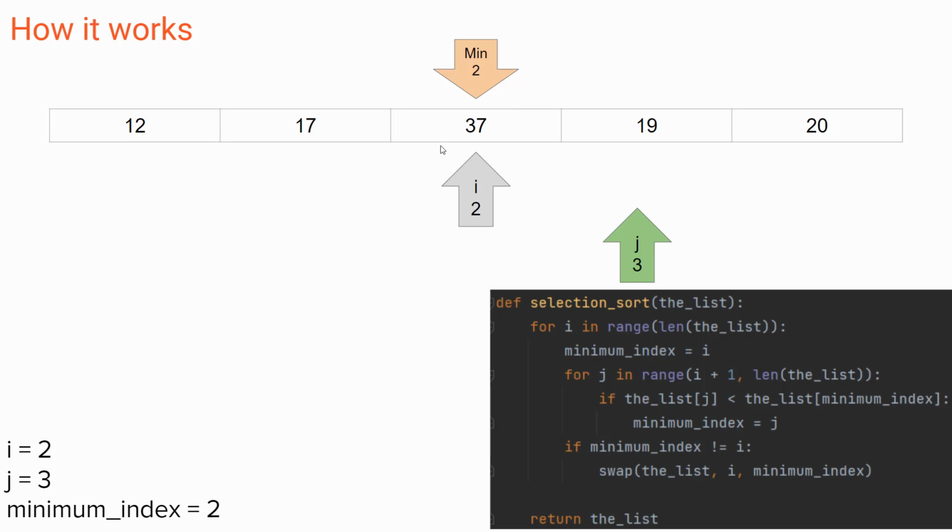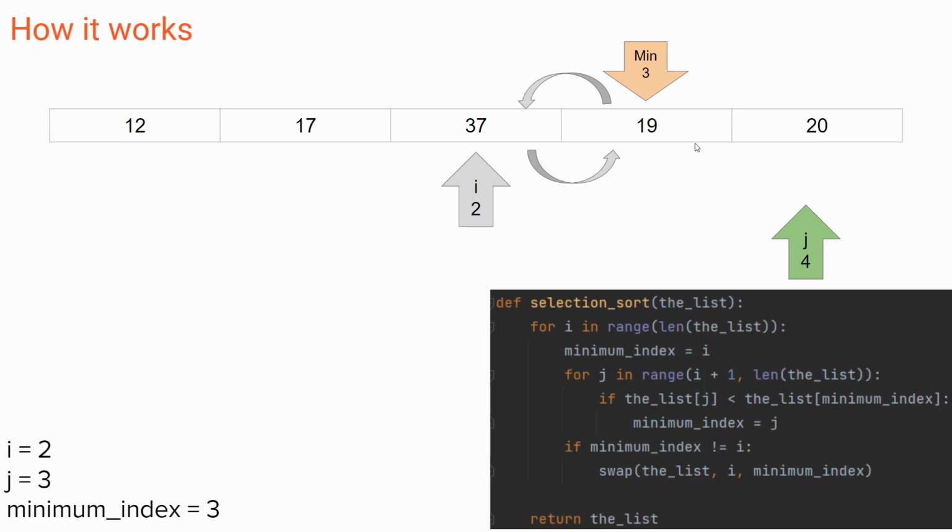Okay, so now we iterate again over the outer loop. i becomes 2. j becomes i plus 1, which is 3. Our minimum index becomes equal to i. And we're checking, is 19 less than 37? It is. We set our minimum index to 19. We increment j. j's at the end of the list now. Well, technically we'd first check, is 20 less than 19? No. So we don't need to reset it. But j's at the end of the list, so we swap i and the minimum index.